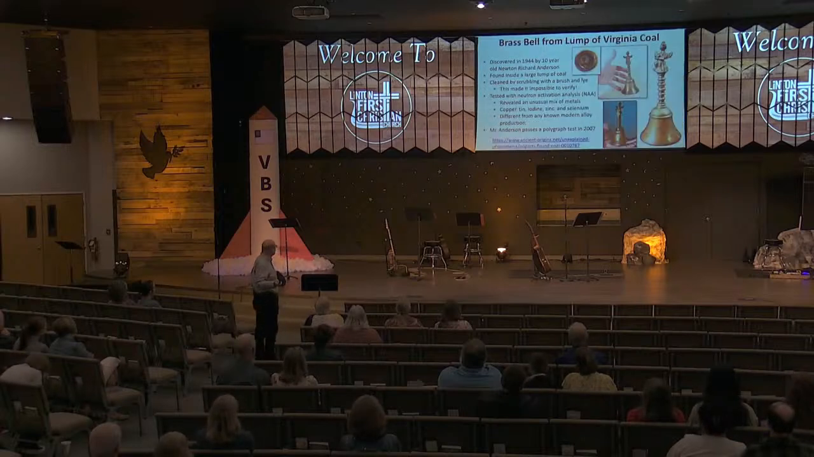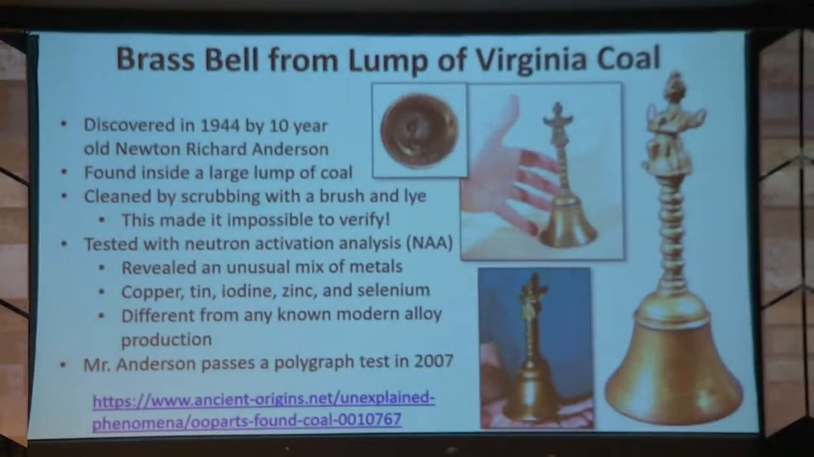And then the last one here, this one I really like. This is a brass bell, and it came from a lump of coal in Virginia. This is the one that was discovered by a 10-year-old boy named Newton Richard Anderson in 1944. And it was found inside a large lump of coal. But there again, they didn't know any better, so they took it out of the coal, and they took a nice wire brush and a bunch of lye, and they scrubbed the time out of it and cleaned all that coal and patina off of it, which was not a very good thing to do if you're going to authenticate it.